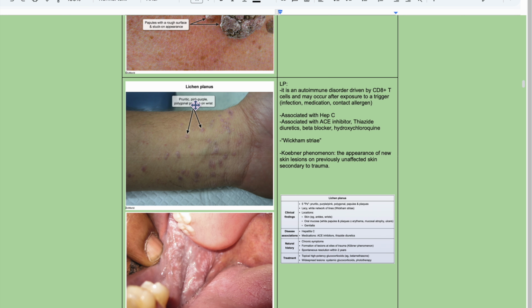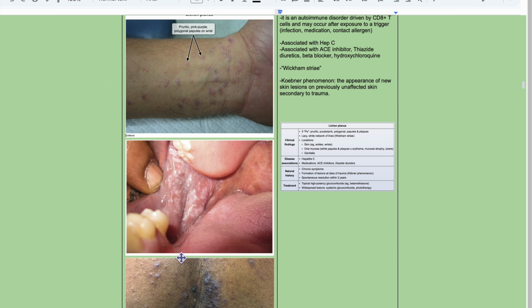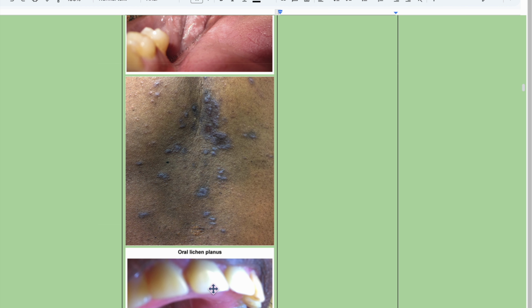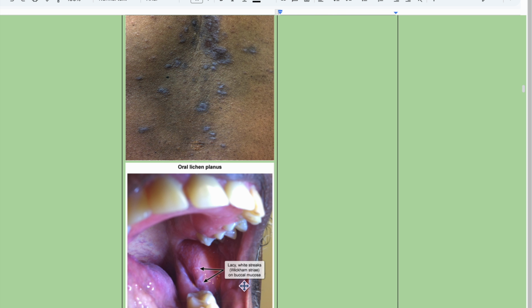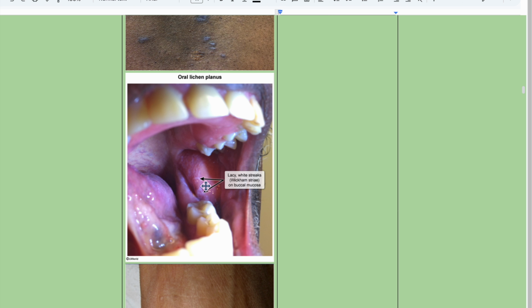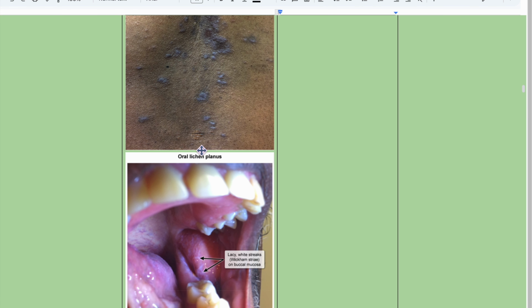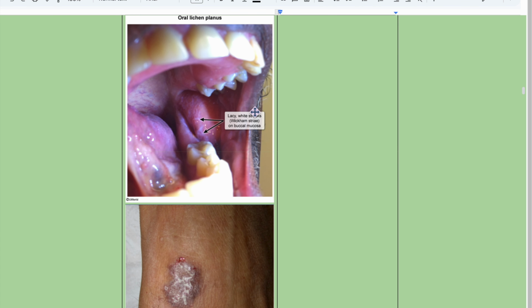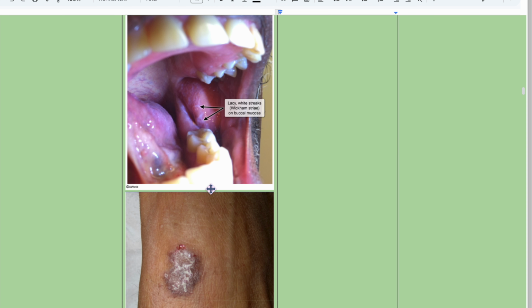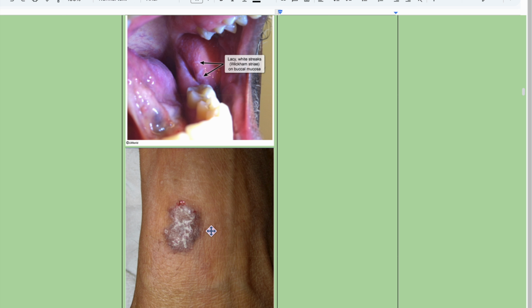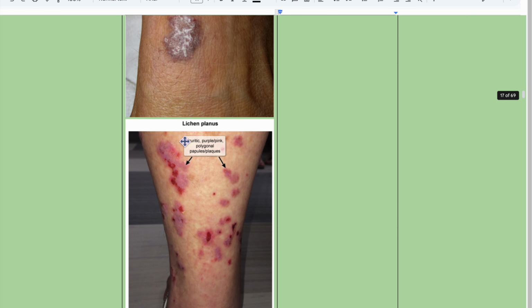Lichen planus, pruritic pink papule, polygonal papules on wrist. Right, the 5 P's that was there. Again, same thing, polygonal. Oral lichen planus, you'll see lacy white streaks. Try to get used to seeing these for lichen planus. It's called the Wickham striae, the white lines in your buccal mucosa. Same thing right here. These lichen planus, pruritic purple pink polygonal papule plaques.